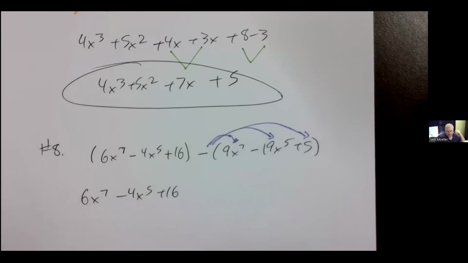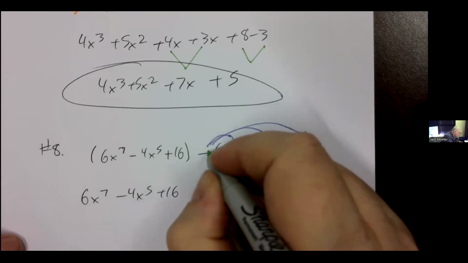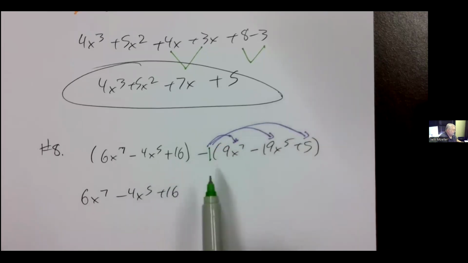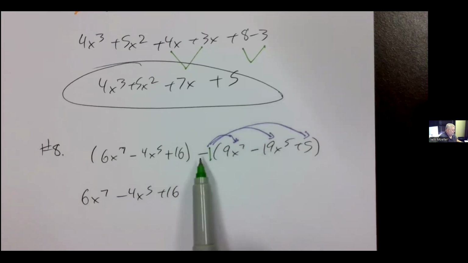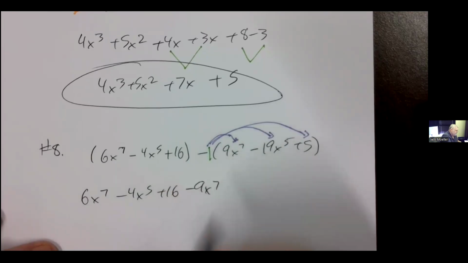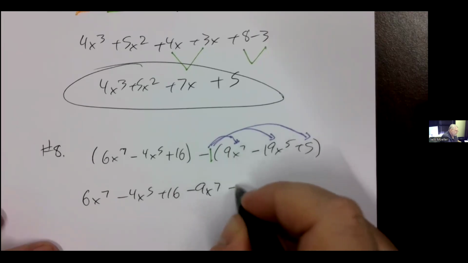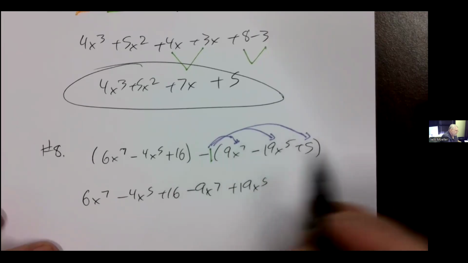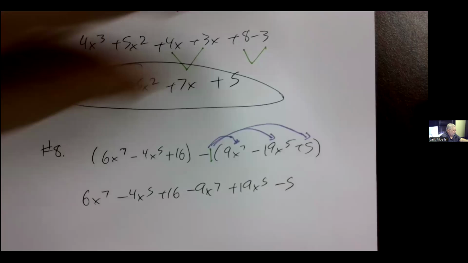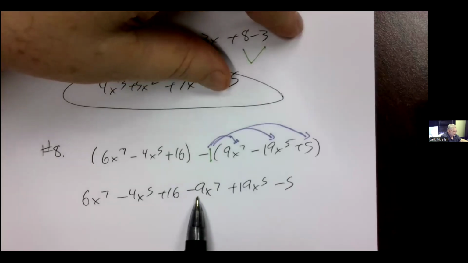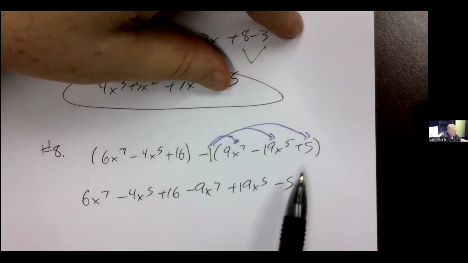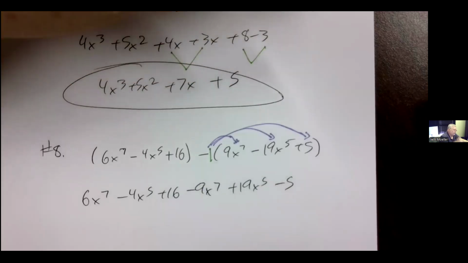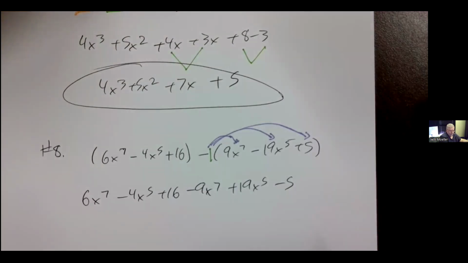A lot of people also like to think of that negative as, sometimes we call this, an invisible 1. And now you can think of that as distributing a negative 1. Well, negative 1 times 9 is negative 9x to the 7th. Negative 1 times negative 19 is a positive 19x to the 5th. And then negative 1 times positive 5 is minus 5. So if you notice, from positive 9 to negative 9, negative 19 to positive 19, and so on. Whether you think of that as the opposite of and change all the signs, or distribute the negative 1, you multiply them all by negative 1. That's the key in this problem.